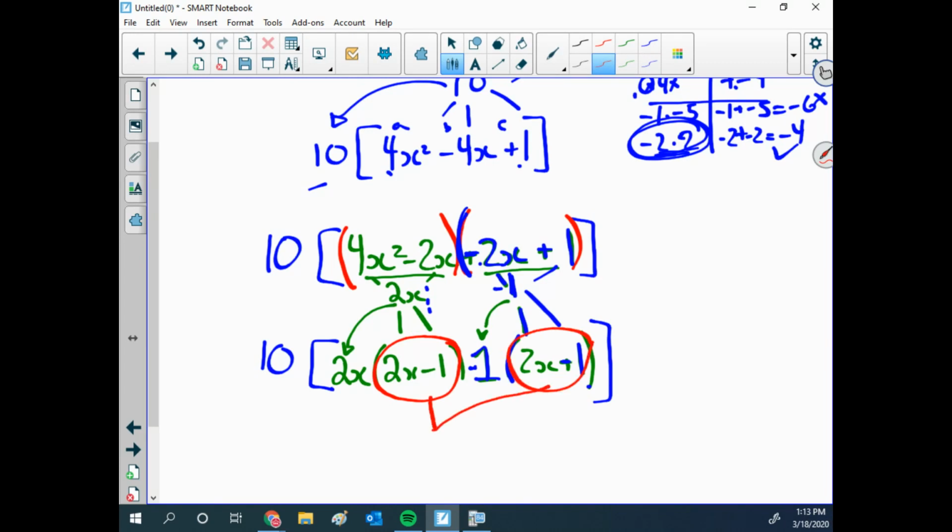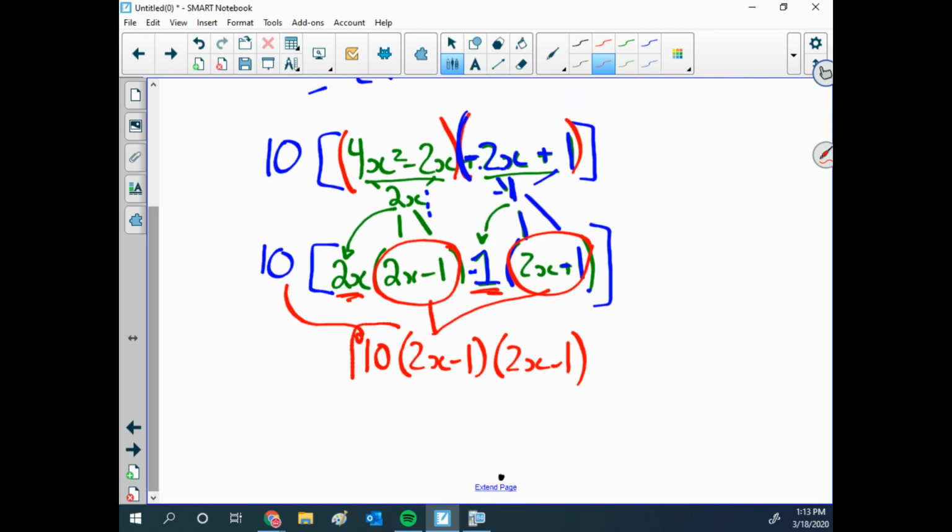So that would be one set of factors. What's left in front is the other. Actually it ends up being the same binomial. Now this 10, I can't get rid of it, so I want to write it in the front. Whether you put square brackets on there or not, it wouldn't really matter. So that could be a final answer.